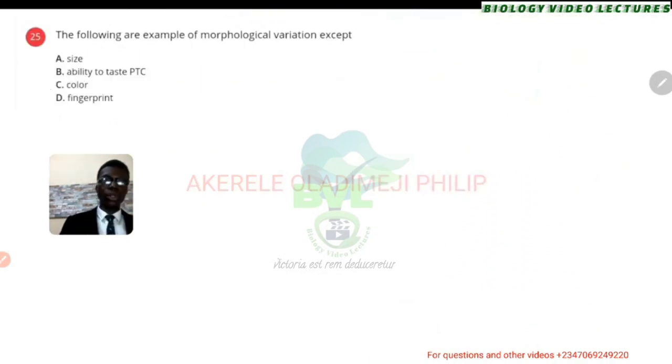The following are examples of morphological variation except: size is, fingerprint is, color is, but ability to taste PTC, as phenylthiocarbamide, is physiological. All right, so the answer is B.